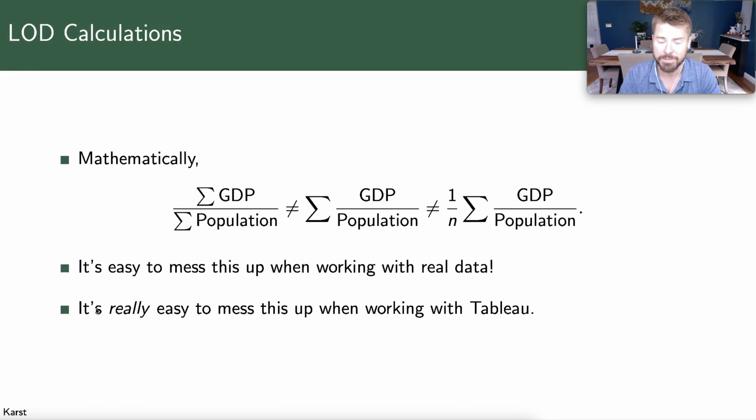So the point here is mathematically, taking the ratio of the sums, so summing GDP and dividing by the population sum, is not the same as summing the fractions, and it's not the same thing as averaging the fractions. And this is just true in general. Be very, very careful in general adding fractions or averaging fractions, or averaging averages, for instance. Nothing good comes from this. And in particular, Tableau will reliably screw this up.